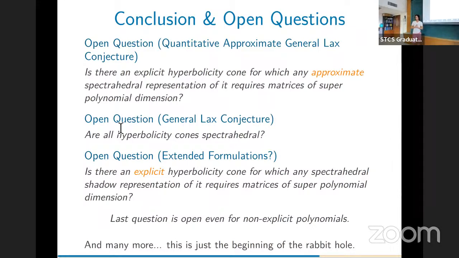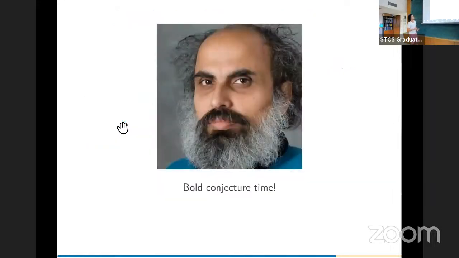Yeah. Okay, so far so good. All right, so now it's time to unleash the bold conjecture time. I follow the people I admire, so now I'm going to pose some bold conjectures.